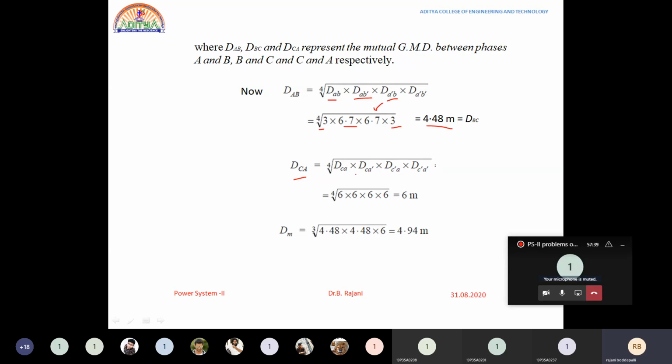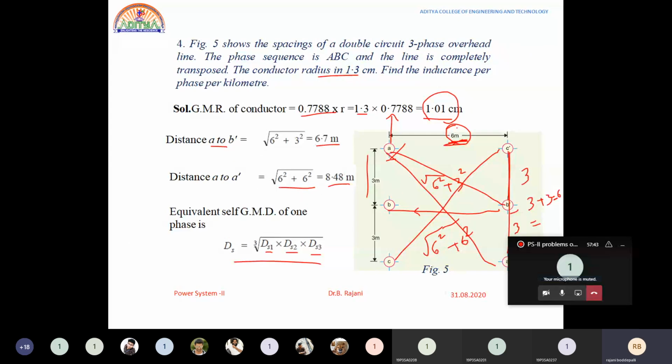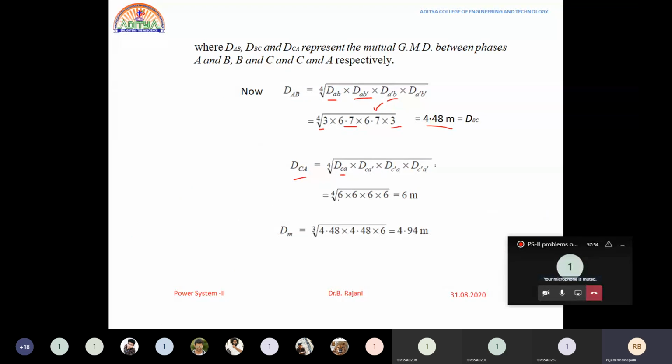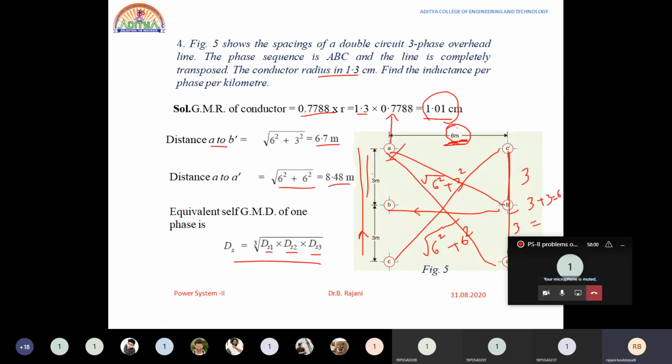By seeing the diagram, CA is how much? If you see the diagram, C to A, what is the distance? This is the distance. C to A is 6 meters. That's why I have kept 6 meters over here. What is the distance of DCA dash? Here also we'll be seeing once again CA dash.